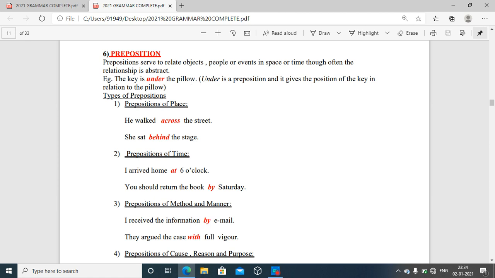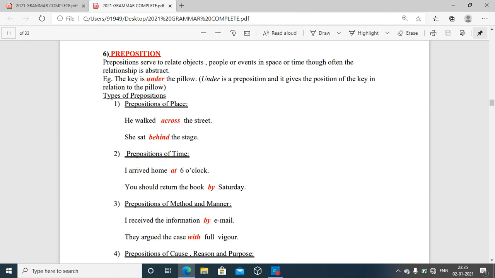So, prepositions of place. Let us see. He walked across the street. That gives the idea that he walked across the street. If you remove that preposition, which is given in red here, the prepositions in the sentences taken as examples are marked in red. Please note down. So, he walked across the street. In that case, across as the preposition gives us the idea about the place where he walked. And she sat behind the stage.